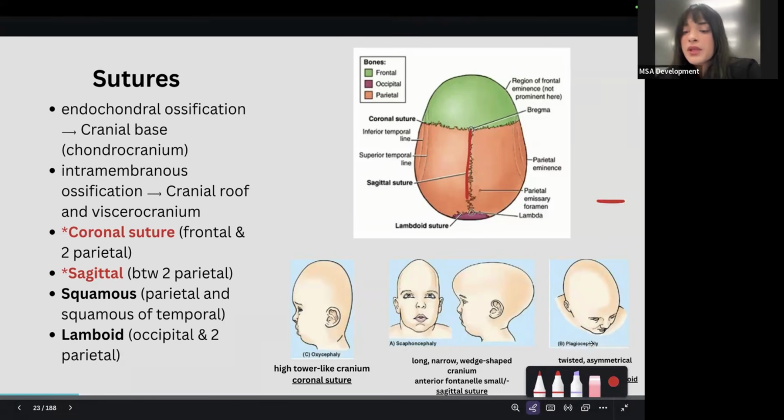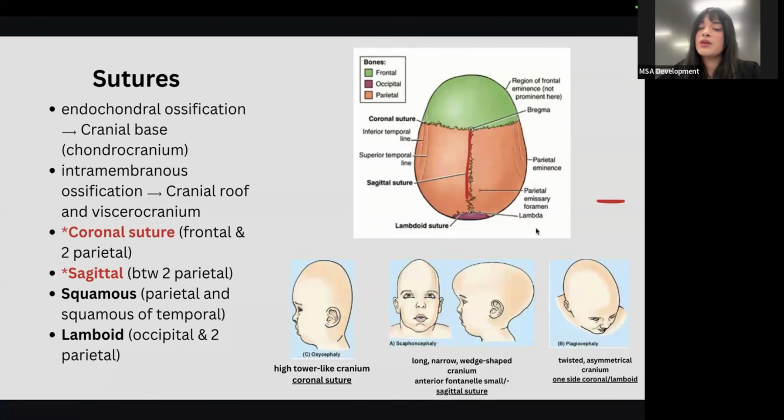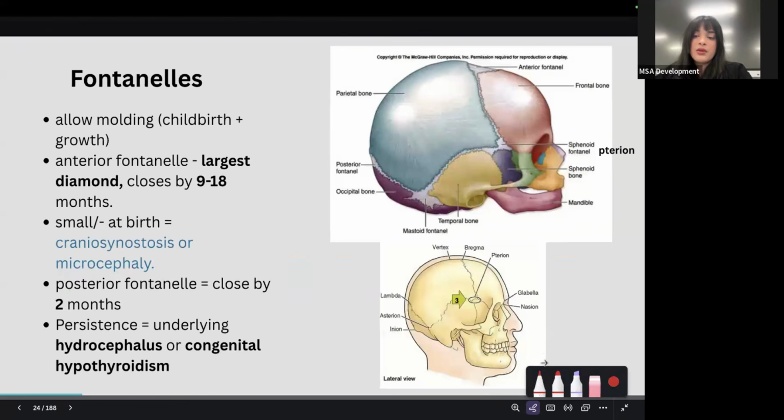Anyway, plagiocephaly. Now this is twisted or asymmetrical. Okay, and this is where one of the coronal sutures or one of the lambdoid sutures closes too early. So it's one side, and that's going to cause plagiocephaly. Moving on to the fontanelles.